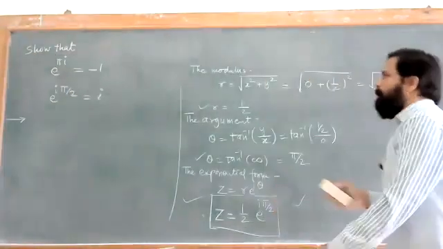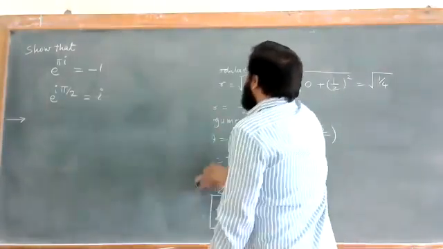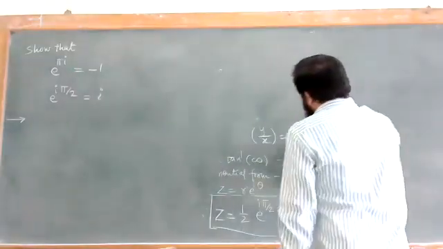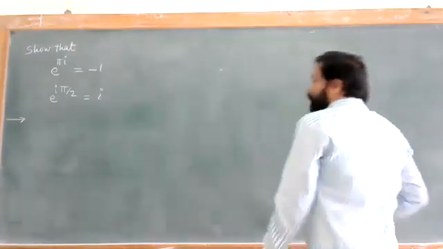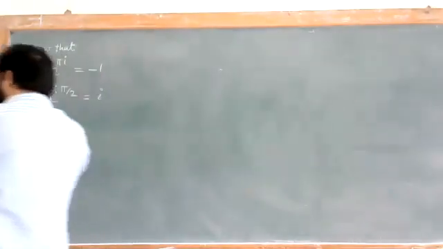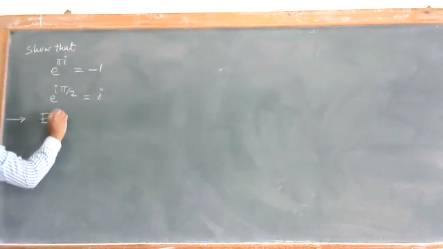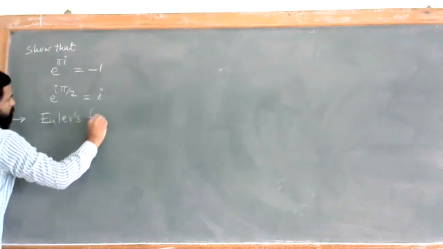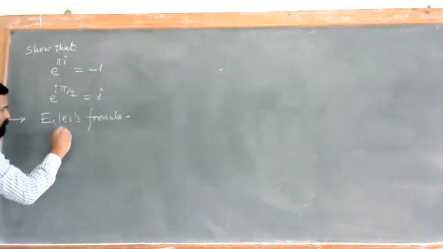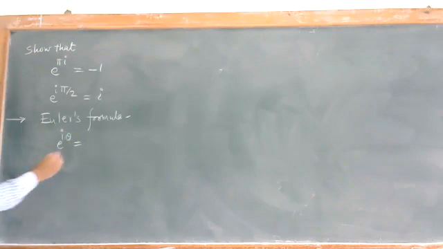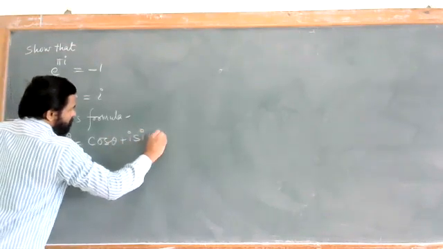How to solve this? We have to show that e raised to pi I is equal to -1, and e raised to I times pi by 2 is equal to I. So if you can remember, we have an Euler's formula. So the Euler's formula is like this, that is e raised to I theta is equal to cos of theta plus I sin theta.